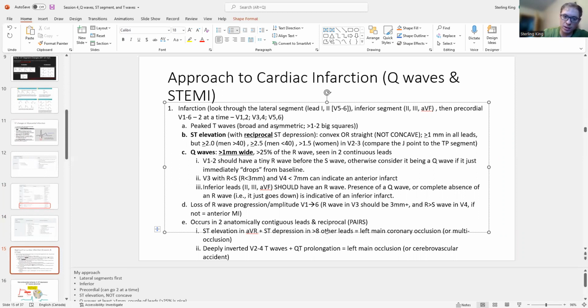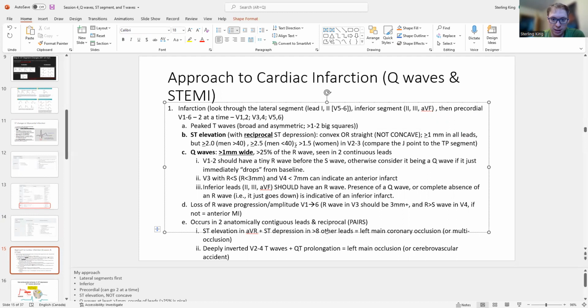You might see peaked T waves, you might see inverted T waves, you might see biphasic T waves. You look at them last, don't worry about it. ST elevation with reciprocal ST depression is great. You see that it's very indicative. It should not be concave. That is the big take home. If it's concave, work up for strain, work up for pericarditis. Stop thinking MI for a little bit.